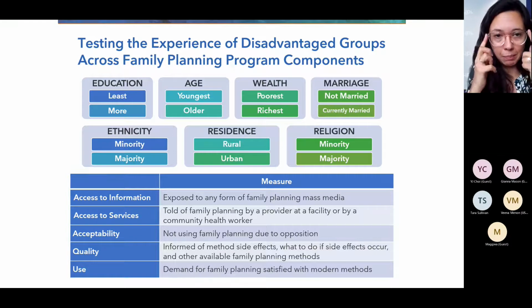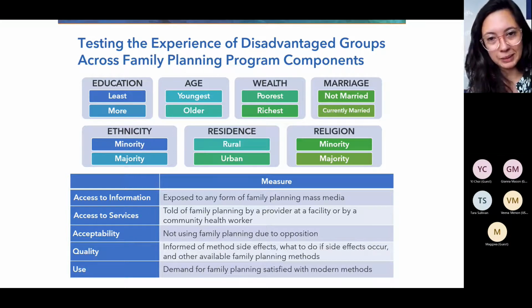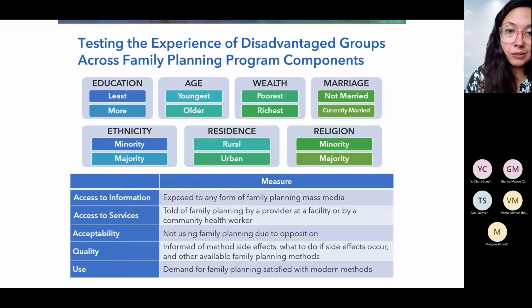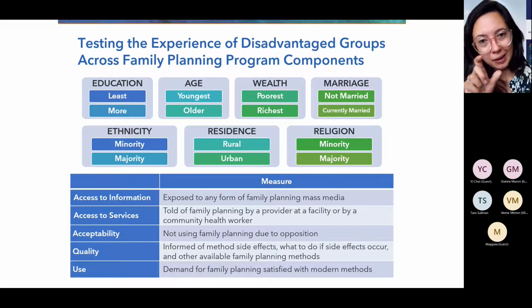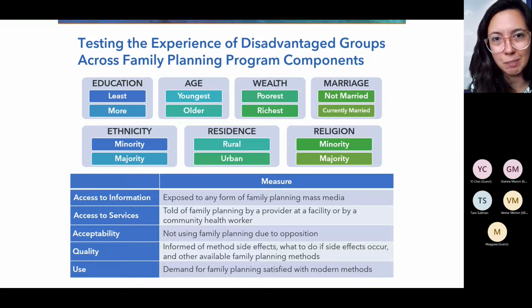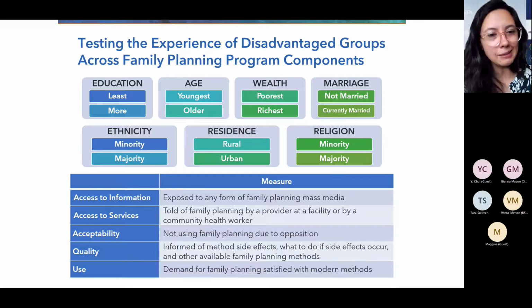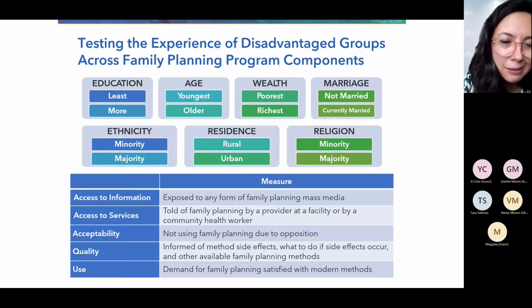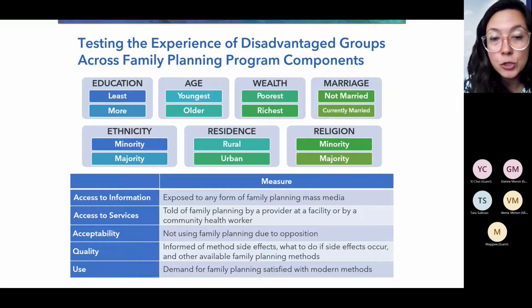So access to information is measured as exposure to any form of family planning mass media. So in this case, we would be comparing whether your exposure to mass media is different for the youngest versus the older, compared to each of the other stratifiers and background groups that you see above. Access to services, we've proxied by the indicator whether you've been told of family planning by a provider at either a facility or by a community health worker. Acceptability is whether you are not using family planning due to stated opposition. That could be your own opposition. It could be as a result of familial opposition, partner opposition, and so forth.